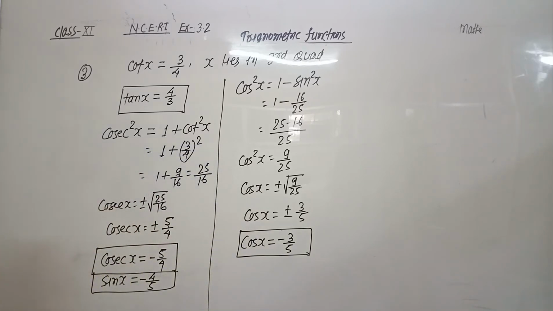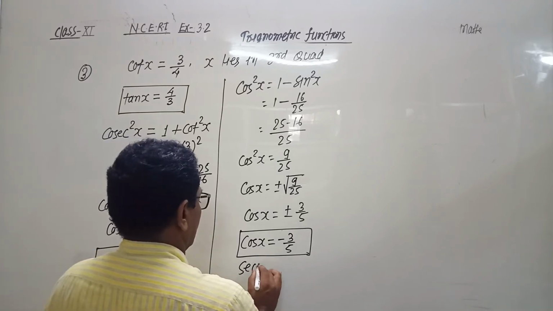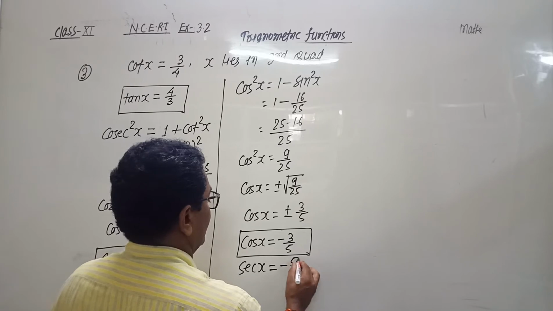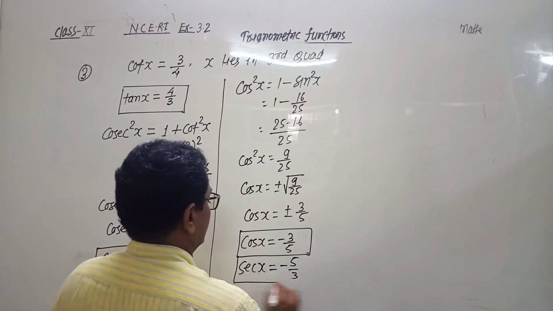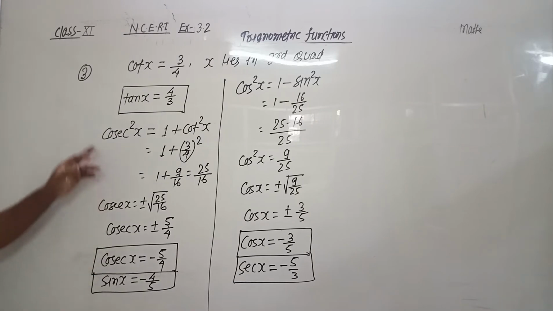Then we calculate sec x. Sec x is the reciprocal of cos x, and sec x is also negative in the third quadrant. So we obtained all the values: tan x, cosec x, sin x, sec x, and cos x.